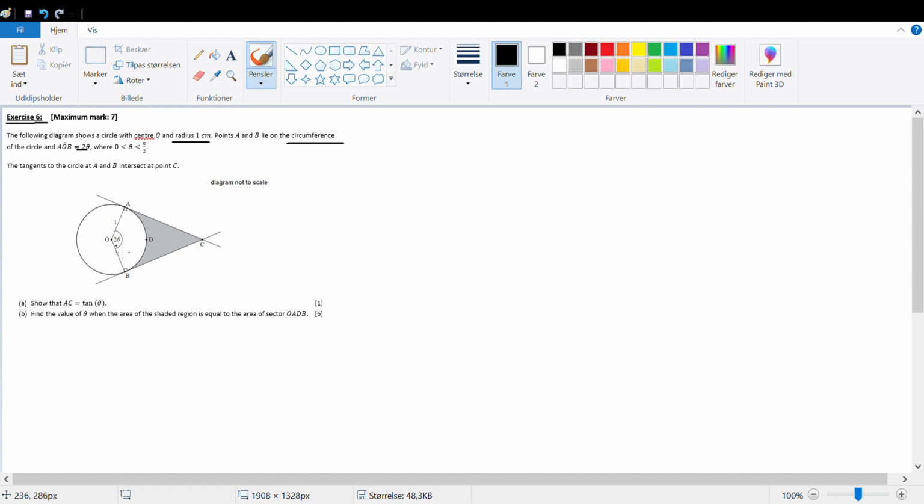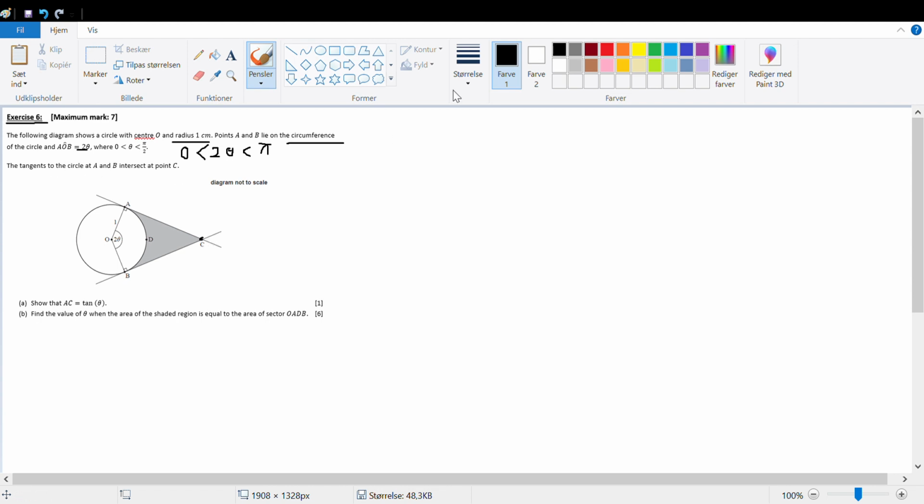So we've got our angle here of 2 theta. And we know that theta is supposed to be between 0 and pi half. Okay, and in a sense this means that our 2 theta must be able to go from 0 up to pi, because it's twice as big, right? So, okay, that makes sense. Now, it tells us here the tangents to the circle intersect at point C.